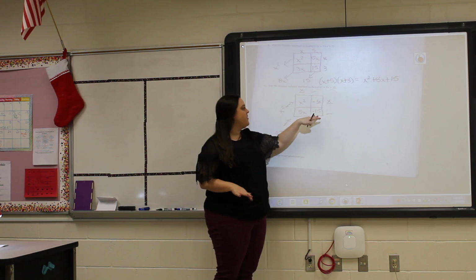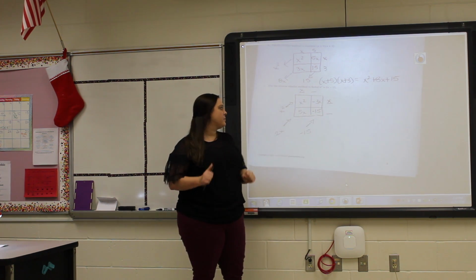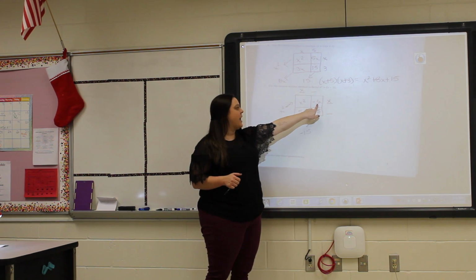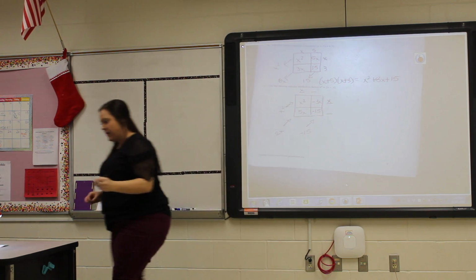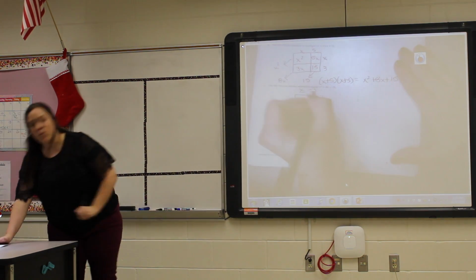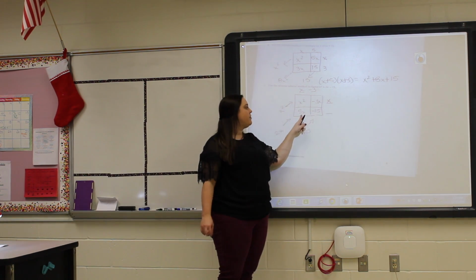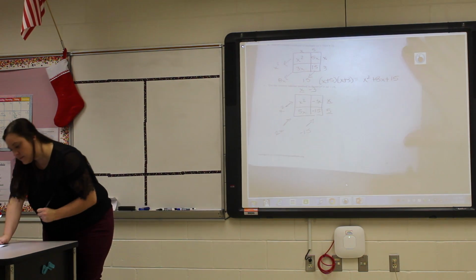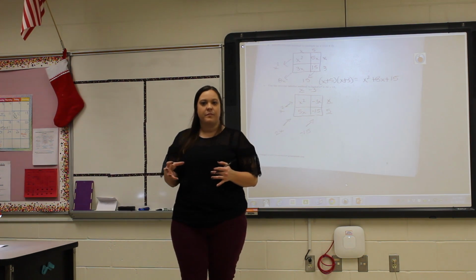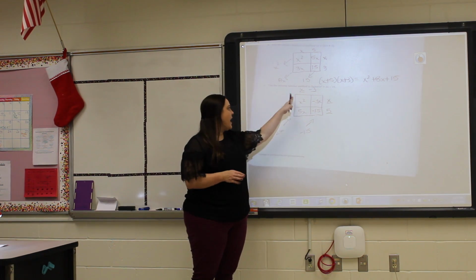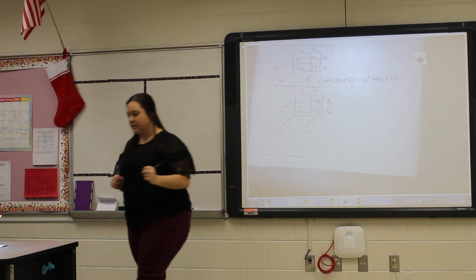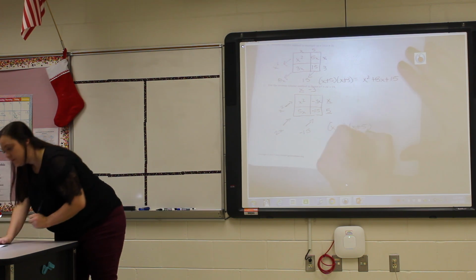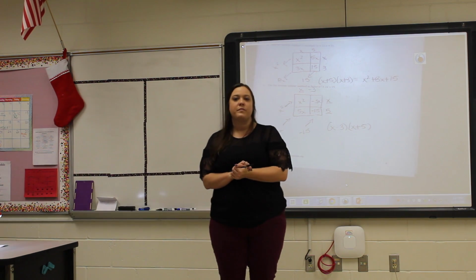So now that I have this filled out, can I find these two values? Sure, right? What times x gives me negative 3x? That's going to be negative 3. And what times x is going to give me 5x? Correct, that is going to be 5. This now shows me that the factored version of x squared plus 2x minus 15 is x minus 3 times x plus 5.